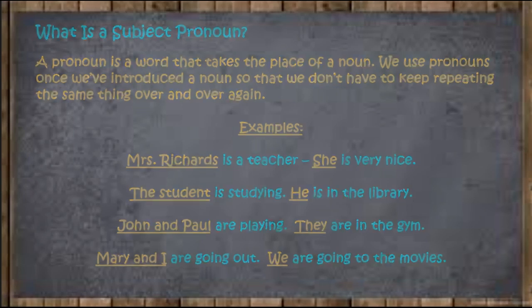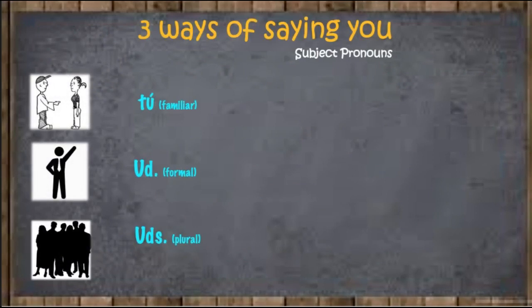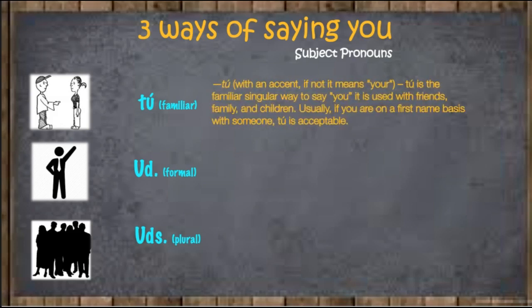And in Spanish, before I even start, I want to go over, there's three ways of saying you in Spanish. One of them is tú. That's a familiar you. Now notice the accent on the you. Without the accent in Spanish, it means your. So be very, very careful that when you're writing it, you do put an accent on the you.